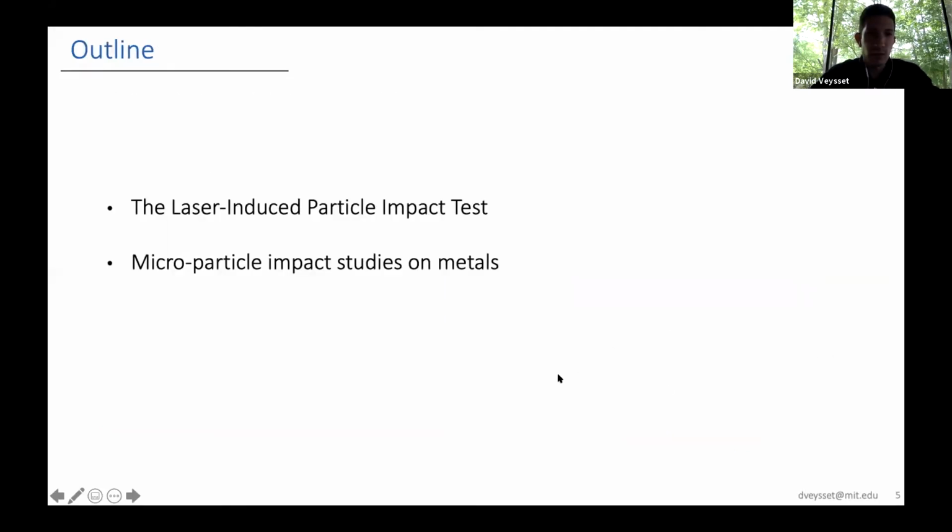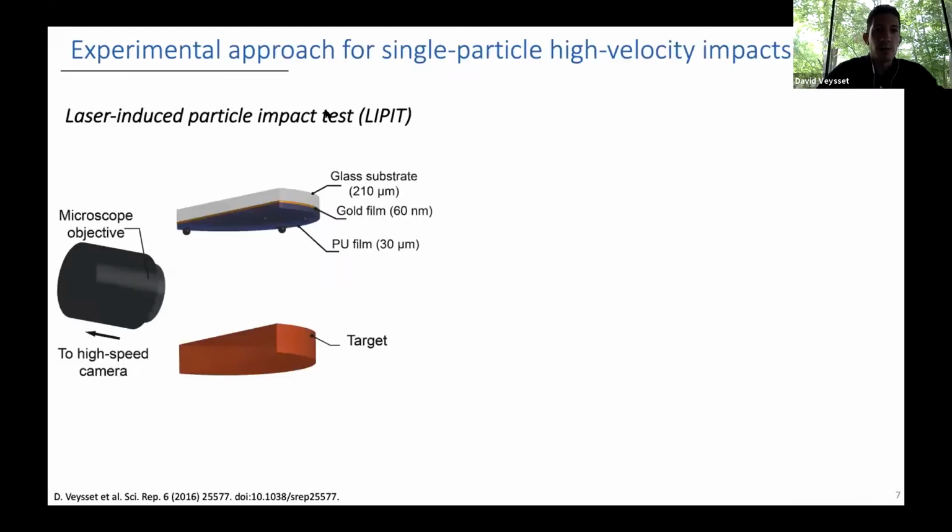So this is just the outline of the talk. I'm going to present first the experimental platform that we developed at MIT, which we call the laser-induced particle impact test, and then I'm going to show you how we used it to study impact behavior of metals. So let's start with the experimental method.